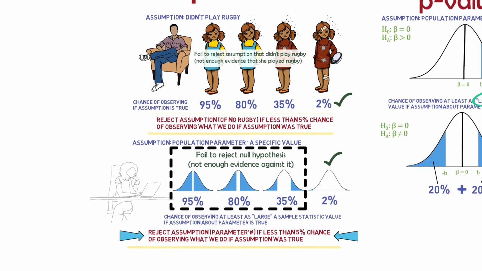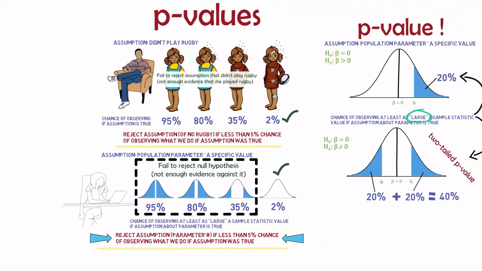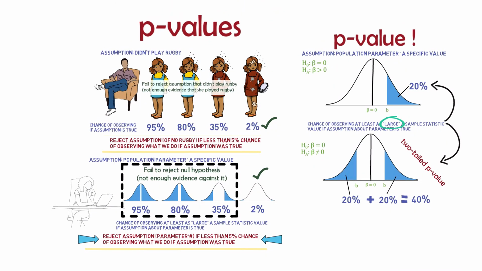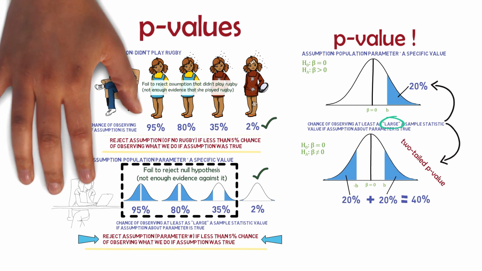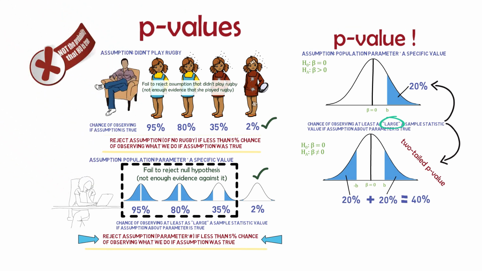Now, we won't ever know whether our assumption is actually true or false. We're trying to make a statistical inference or a decision where we can't see the full information, we can't see the population, we can't observe whether our child played rugby or not. We're having to assess this based on the likelihood of observing what we did if the null hypothesis or our initial assumption was true. But remember, this is not the probability that the null hypothesis is true or false. This is the probability of observing what we did if the null hypothesis is true.